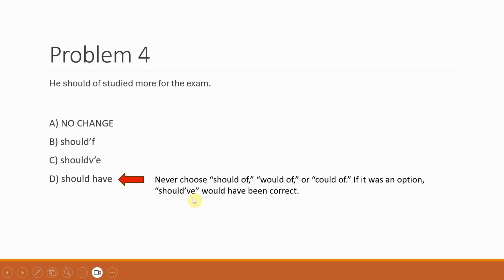What should've actually means is should have. This is close, but they put the apostrophe in the wrong spot. Remember, if I have a contraction mashing two words together, the apostrophe goes where the missing letters are. So I'm missing the HA in should have, so I need the apostrophe here before the V, not after the V.